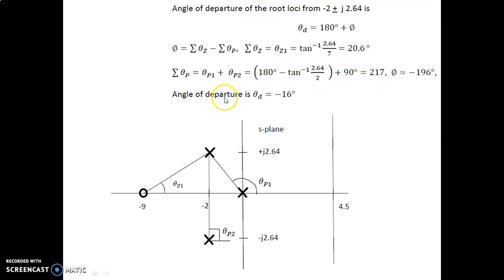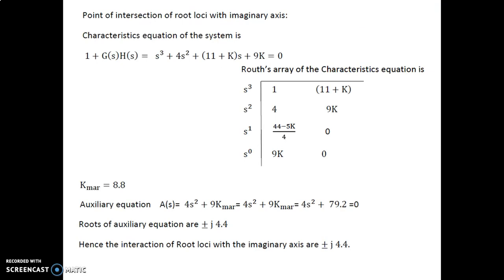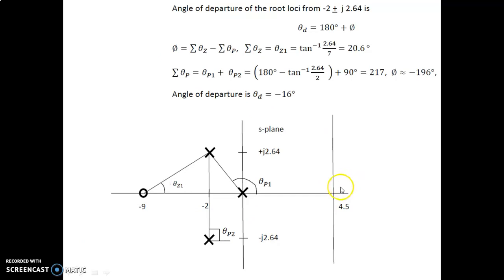So we end up with the angle of departure. Upon substituting all these values into the equation for theta d, we get -16 degrees as the angle of departure for this particular complex pole position. For the conjugate pole it will be plus 16 degrees, because it is always symmetric about the real axis. We'll see the exact departure angles on the plot. Since the asymptotes lie on the right hand side of the plane and the angle is -16 degrees, the locus has to cross the imaginary axis at some point.